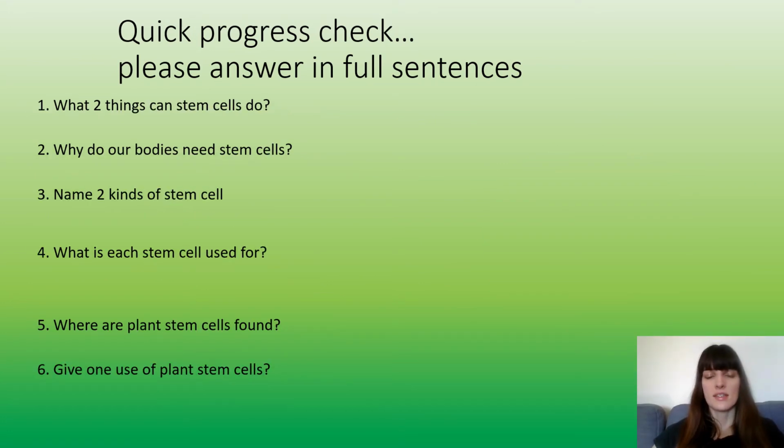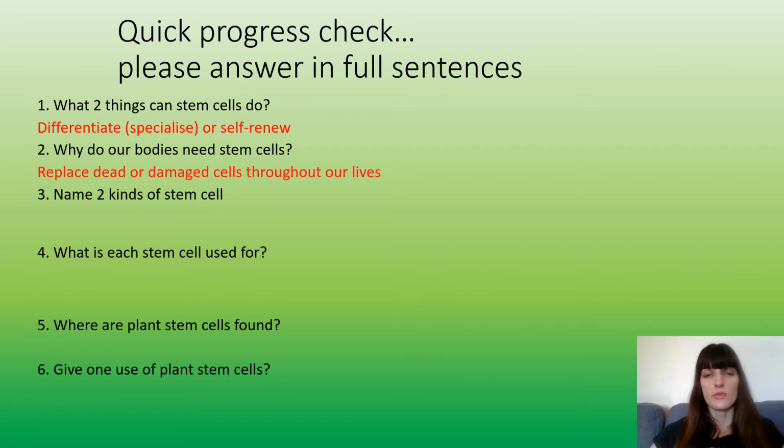What two things can stem cells do? Differentiate, which is specialise, or self-renew. Why do our bodies need stem cells? To replace dead or damaged cells throughout our lives.